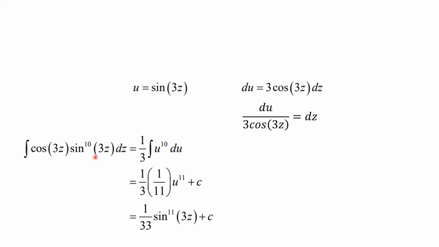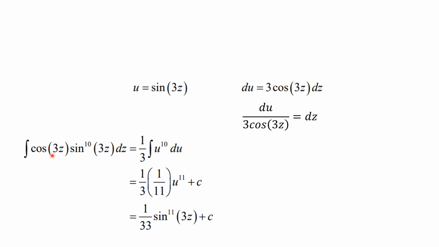Here's the problem we were confronted with in this one. So we're going to let u is equal to sine of 3x. That means that du is equal to 3 because of the chain rule, cosine 3z dz. And if I solve for dz, because dz was in the integral to start with, I get du over 3 cosine of 3z. And again, magic happens.